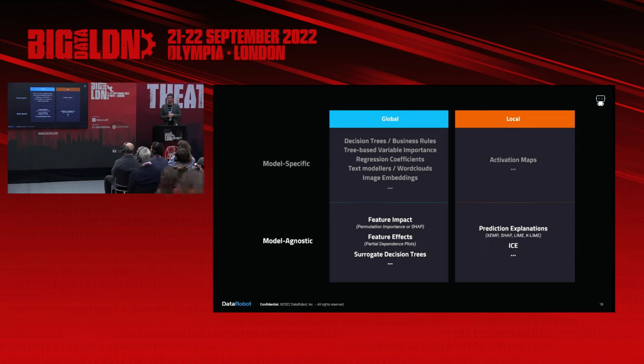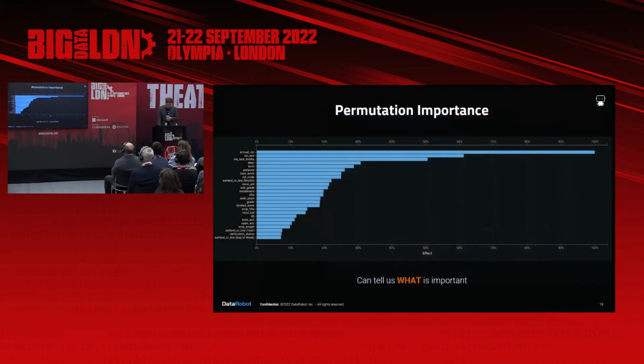And then at a local level, being able to individually explain every prediction, you can do this through various tools as well. SHAP is a very commonly known one, LIME is a very commonly known one, and I also want to touch on a DataRobot patented one called XEMP as well. So let's jump into some of these.